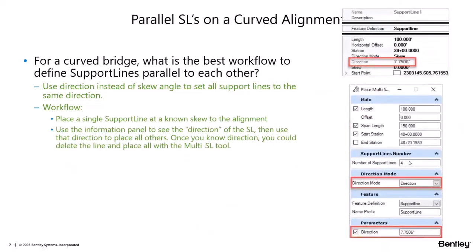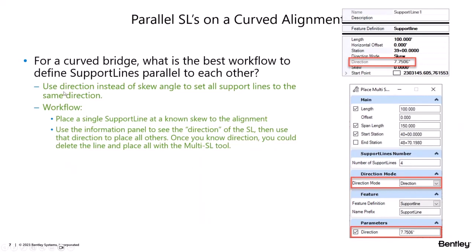All right, another one that comes up quite a bit is the need to have support lines parallel to each other on a curved alignment. So folks have asked, okay, what's the best workflow to go about doing that? Because you're probably trying to keep your beam lengths the same and your span lengths constant and so forth. So how do we go about doing that?